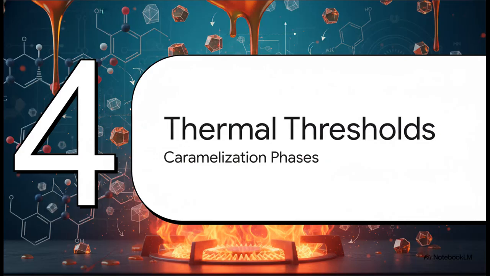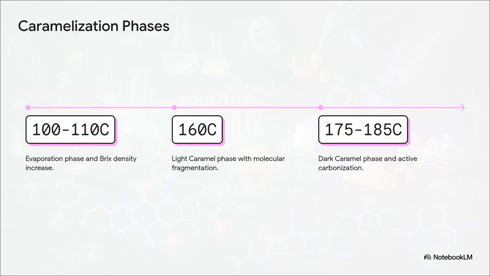Section 4. Thermal decomposition thresholds. We must now look at exactly what happens when sugar degrades under extreme heat. Let's meticulously track the chemistry of caramelization, which, let's be real, is strictly the thermal oxidation of sugar devoid of enzymatic activity. In phase 1, between 100 and 110 degrees Celsius, we experience pure evaporation. Unbound water escapes, and the Brix density spikes.